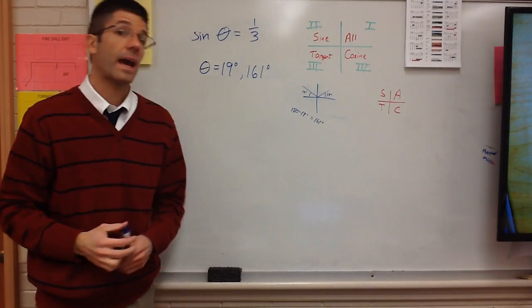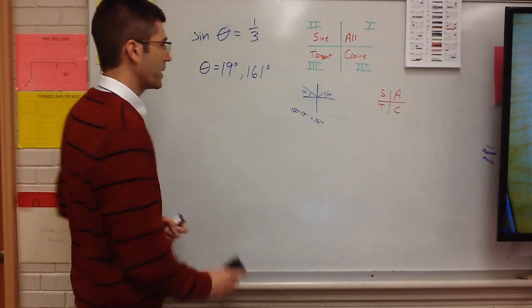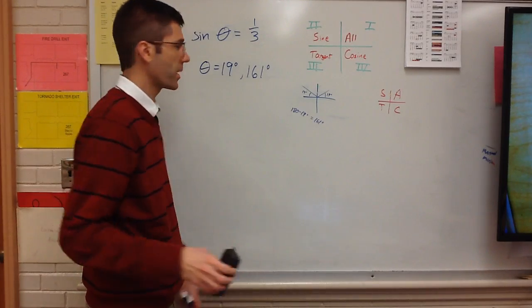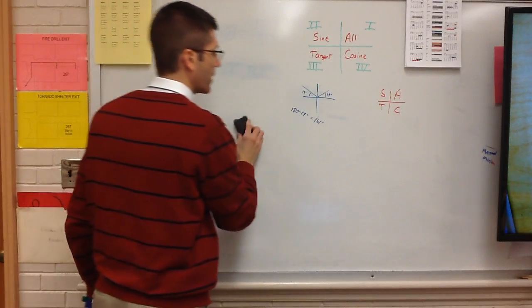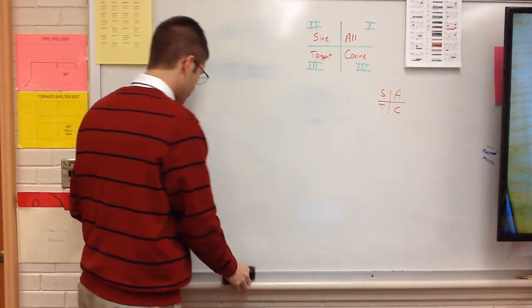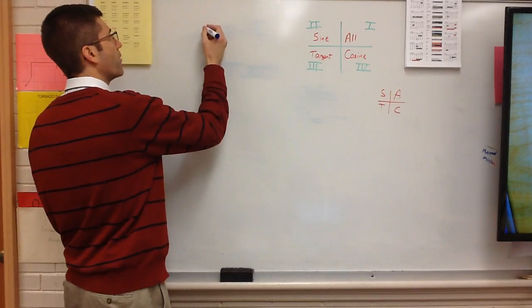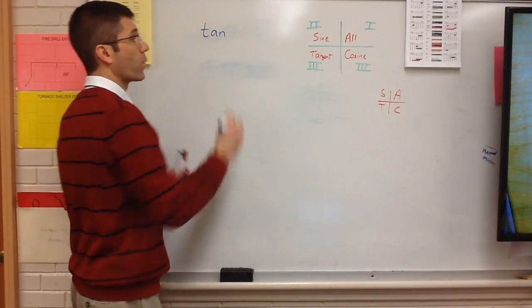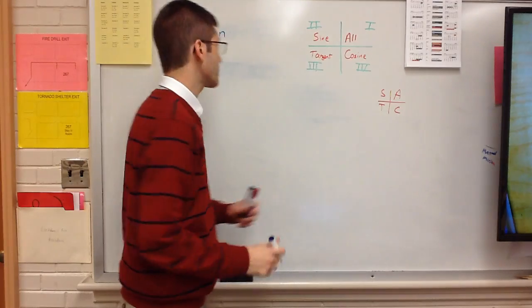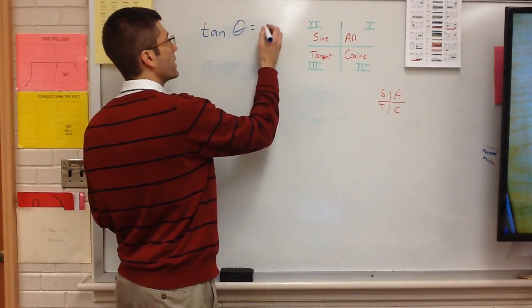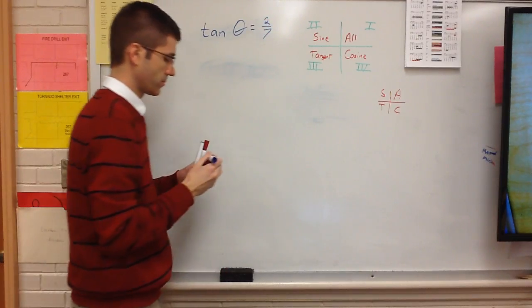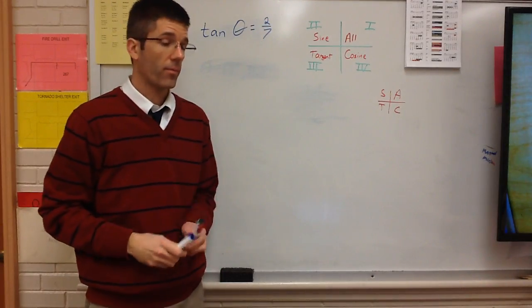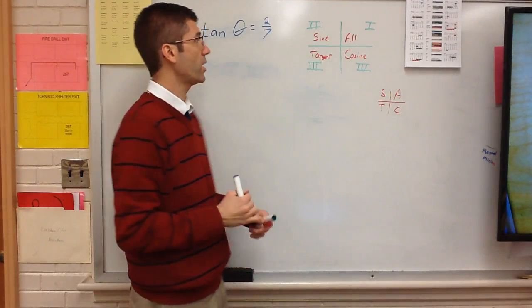All right, let's do one that's tan. The one that's been out in the sun for a while. Okay, so let's suppose somebody said, find everywhere within one circle between 0 and 360 degrees that the tangent of theta is positive 2/7.